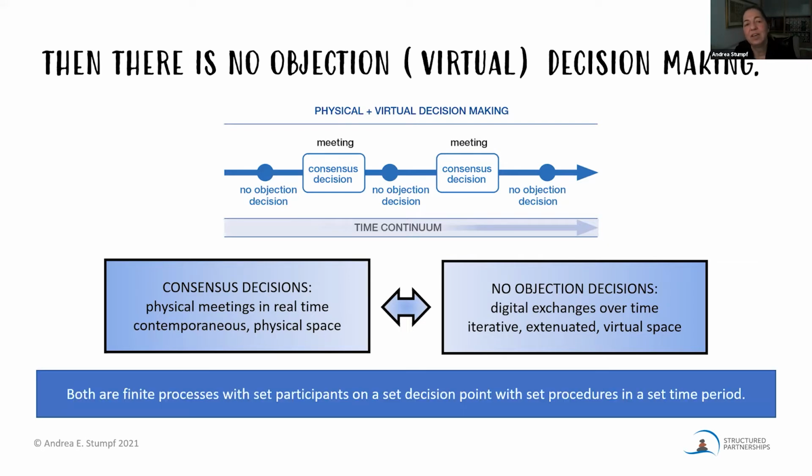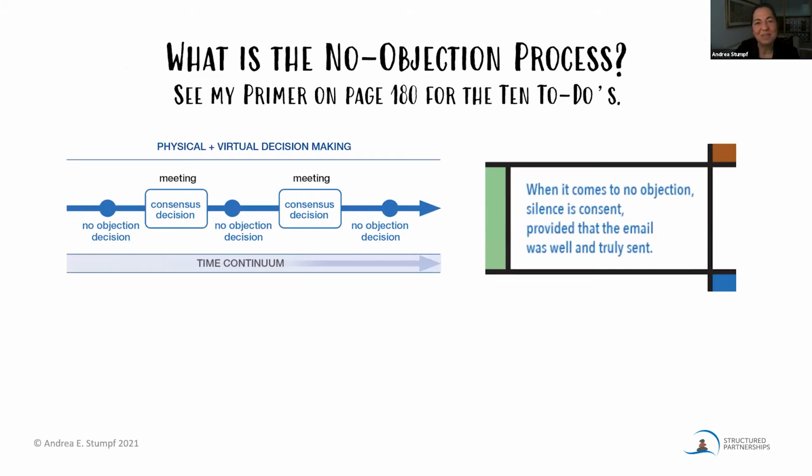But what's really interesting is, and the way that this works, what makes it work well, is to be very clear about the parameters. And note that both of these are very finite processes. They have set participants. We know who the decision makers are on a set decision point, which is hopefully clearly indicated what is being decided, with set procedures. Hopefully everyone knows in advance how it works, and within a set time period. So in a meeting, it's real time, and in no objection, it should have a defined time period during which the decision-making runs.